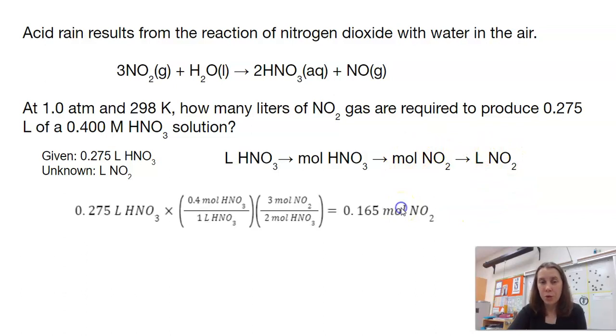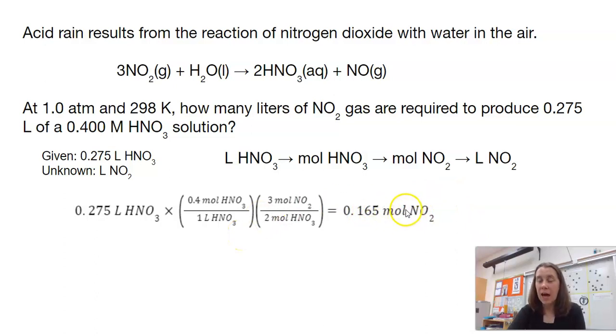For the first two steps, we'll have two conversion factors. The first uses the molarity, 0.4 moles per liter. That's where this 0.4 molar will come in. Our mole-mole ratio: 2 moles of HNO3 is formed by reacting 3 moles of NO2. So that means that we needed 0.165 moles of NO2.